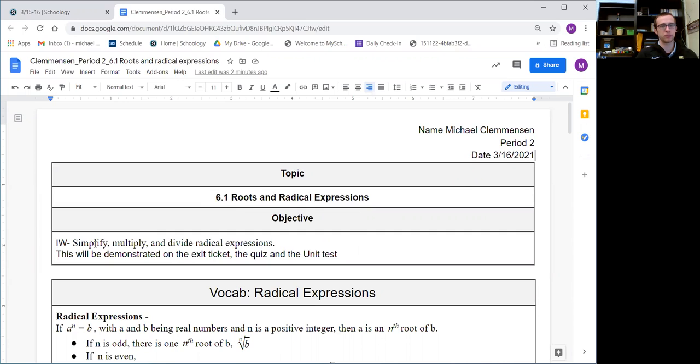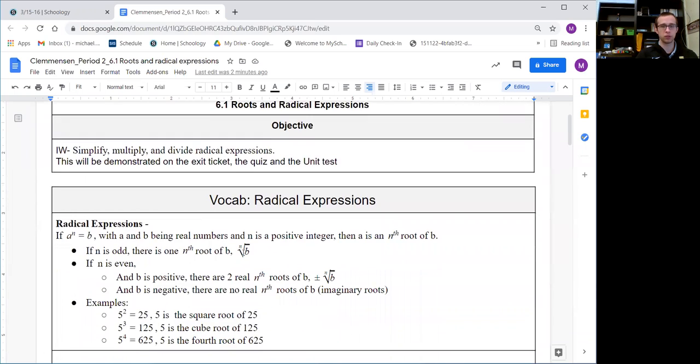We'll find that simplifying is the main thing we're going to be doing today, with multiplying and dividing really just the first step of a problem that always leads to simplifying in the end. All right. We'll demonstrate this on the exit ticket at the end of class, the quiz in a couple weeks, and then the unit test at the very end. It's a little bit of the overview.